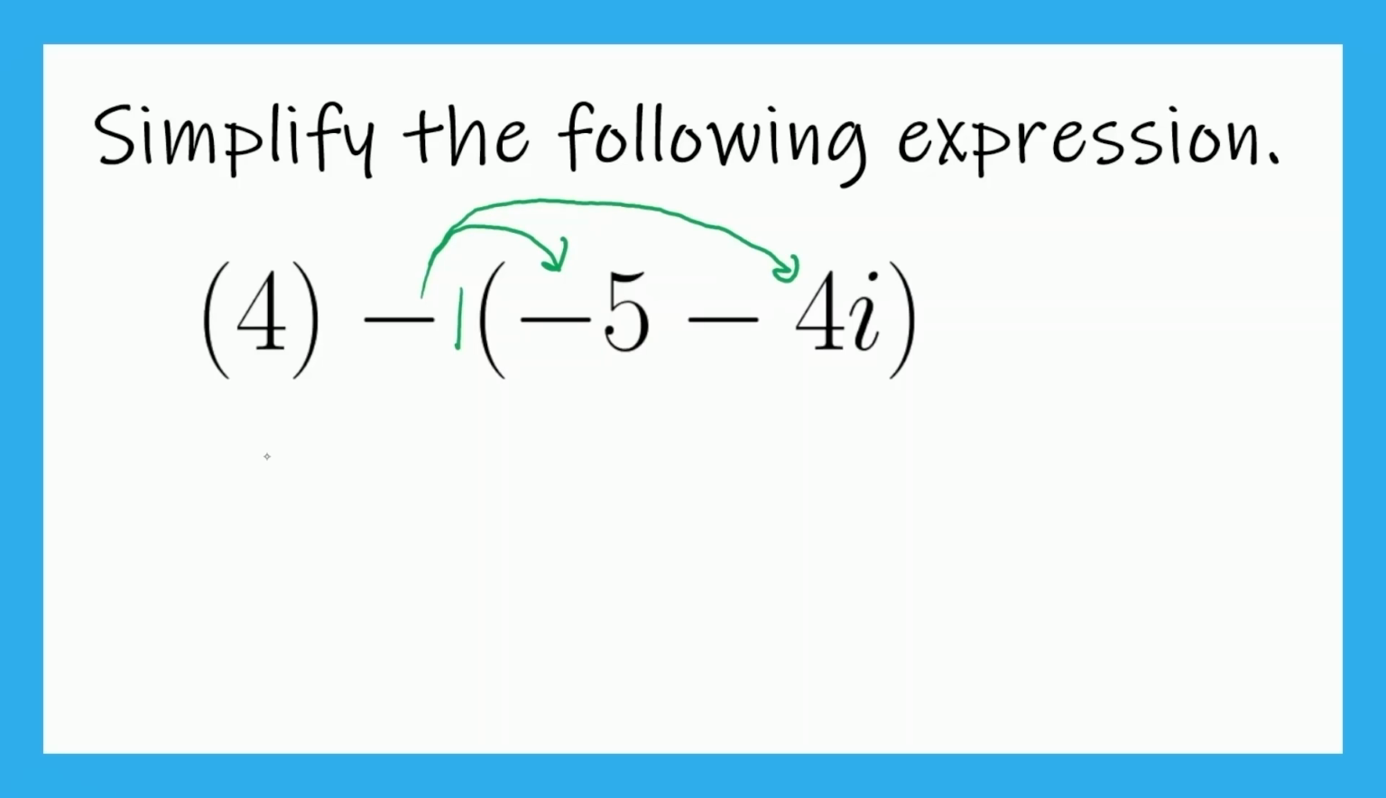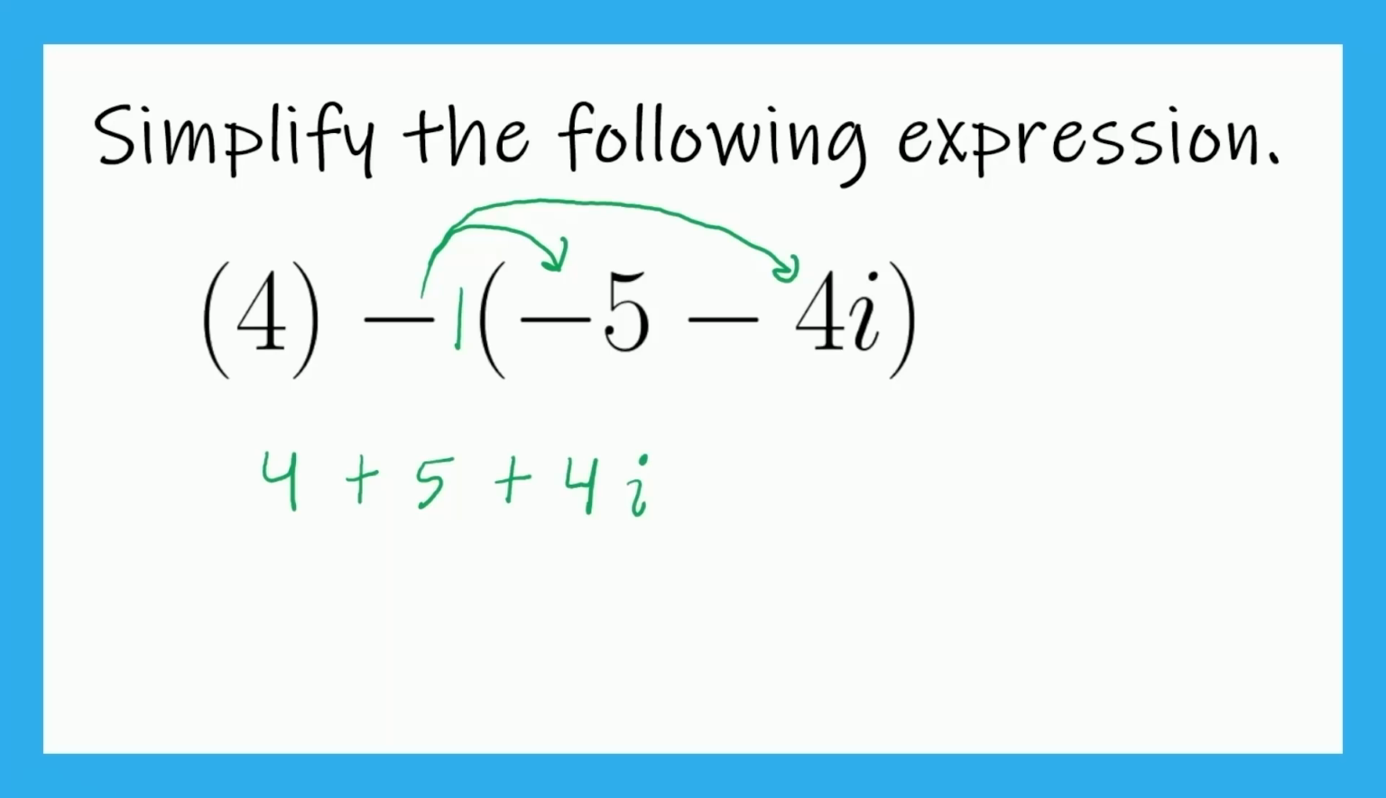So first of all, we have just 4, which came from right here. And then we have -1 times -5 will give us a positive 5. So 4 plus 5. And then we still have a -1 times -4i. That'll be a positive. So we're going to say plus 4i.